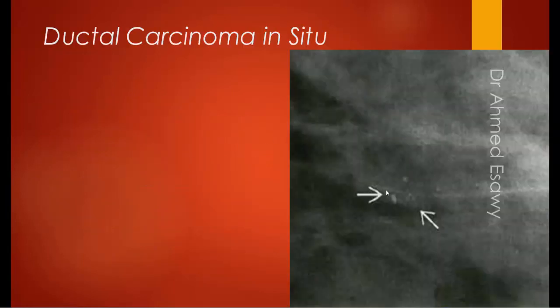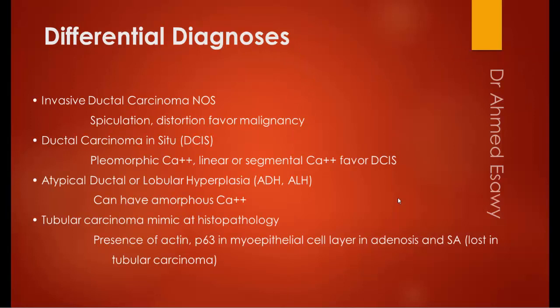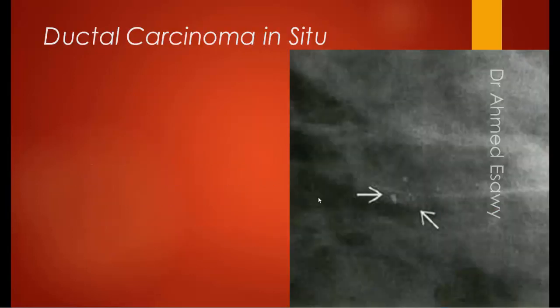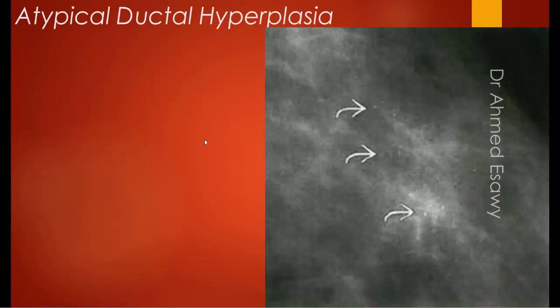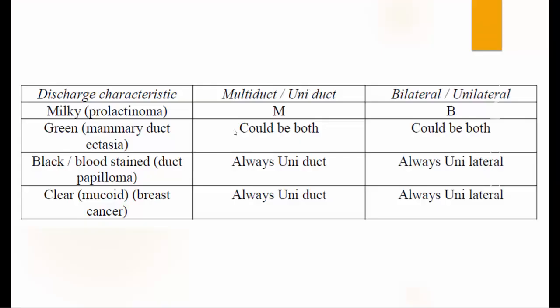This is ductal carcinoma in situ: microcalcification, pleomorphic, linear, segmental. Fibroadenoma with punctate calcification or popcorn calcification, a characteristic of fibroadenoma. Atypical ductal hyperplasia is one of the differential diagnoses of fibroadenosis. Character of discharge per nipple: if milky, prolactinoma; if green, mammary duct ectasia; if black or blood-stained, duct papilloma or carcinoma; clear mucoid may be breast cancer.